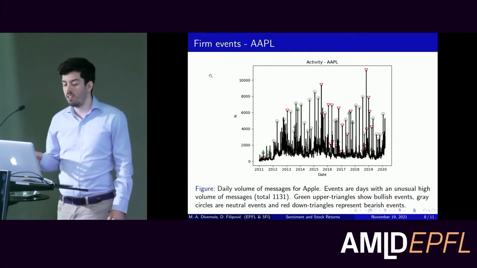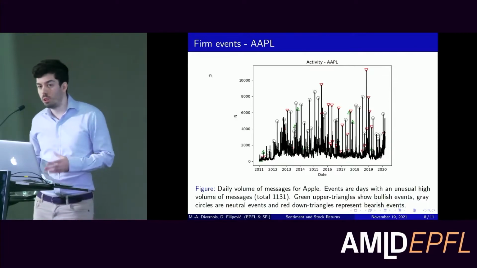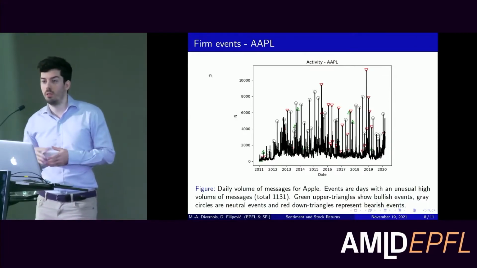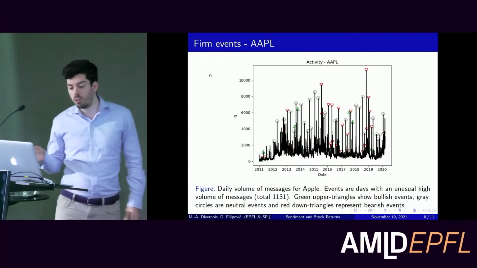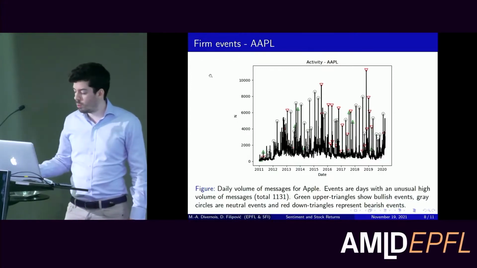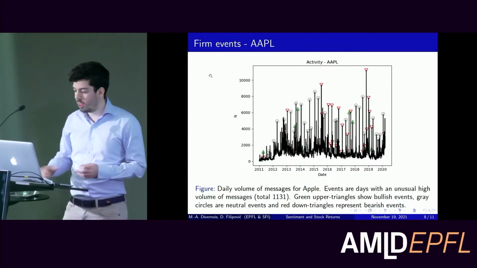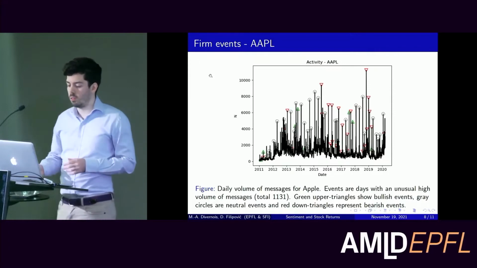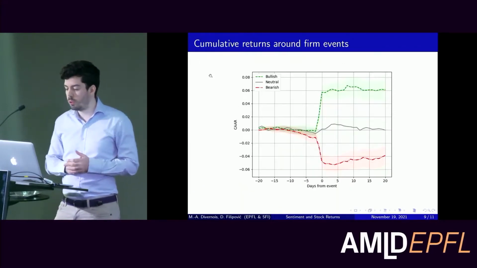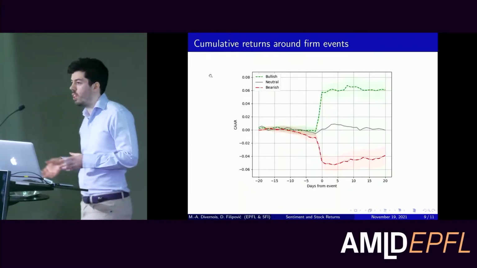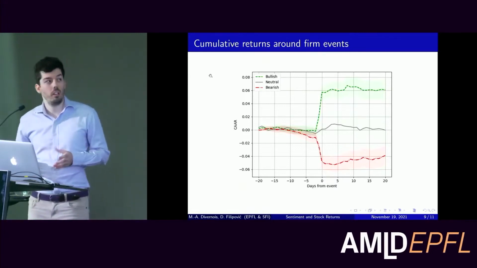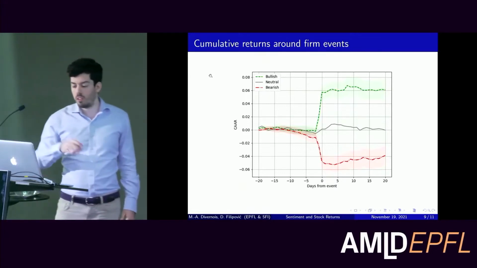So we can easily identify those events, and we can also easily assign a label to them: either bullish, bearish, or neutral. We just look at the polarity of that firm on that day. We collect all those events, a little more than 1,000 events, and then we can again do some event studies. We want to look at how returns and polarities behave around those events.